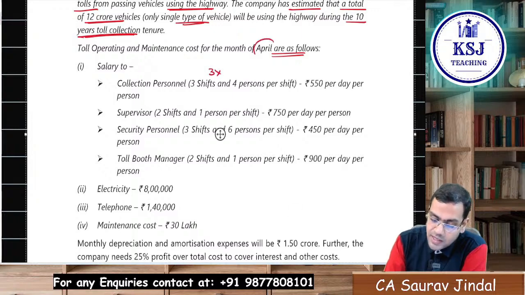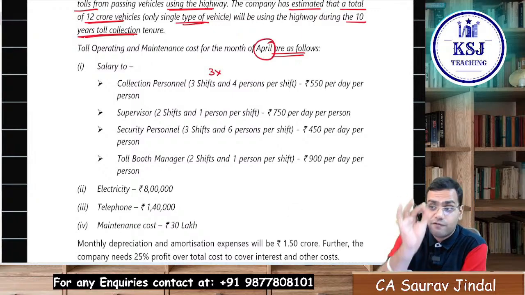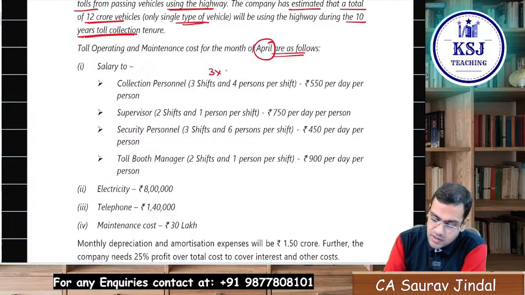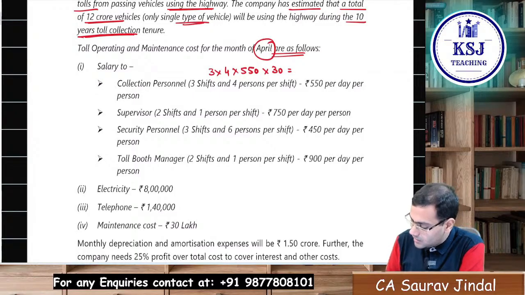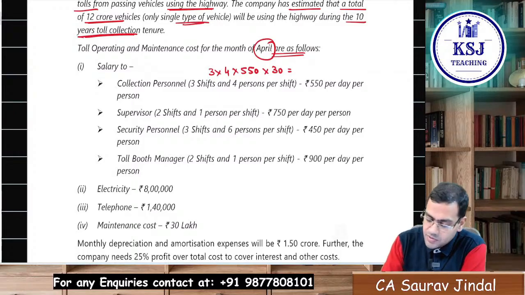Now we are talking about a particular month of April, right? So 3 shifts, 4 persons per shift, 550 rupees per person per day, multiplied by 30. This will be the collection personnel cost: 3 multiplied by 4 multiplied by 550 multiplied by 30, that comes to 1,98,000.